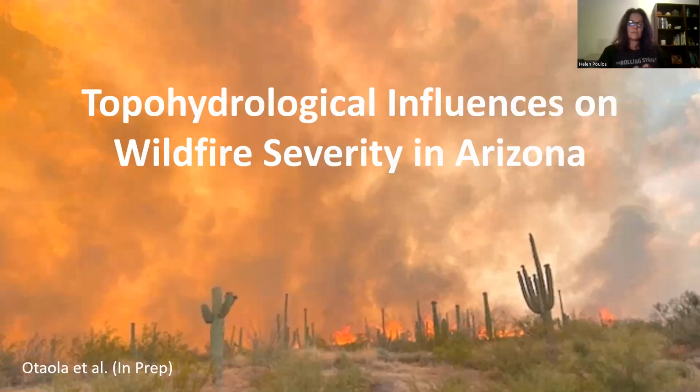So that's one study that we published. That was sort of the first ECOSTRESS study. Now I'm going to talk about Jenna Oteola's project, my thesis student, where we're looking at topohydrological influences on wildfire severity in 53 different wildfires across the state of Arizona, across a range of different vegetation types. So not just forest, but across these desert scrublands as well that you see in this image.